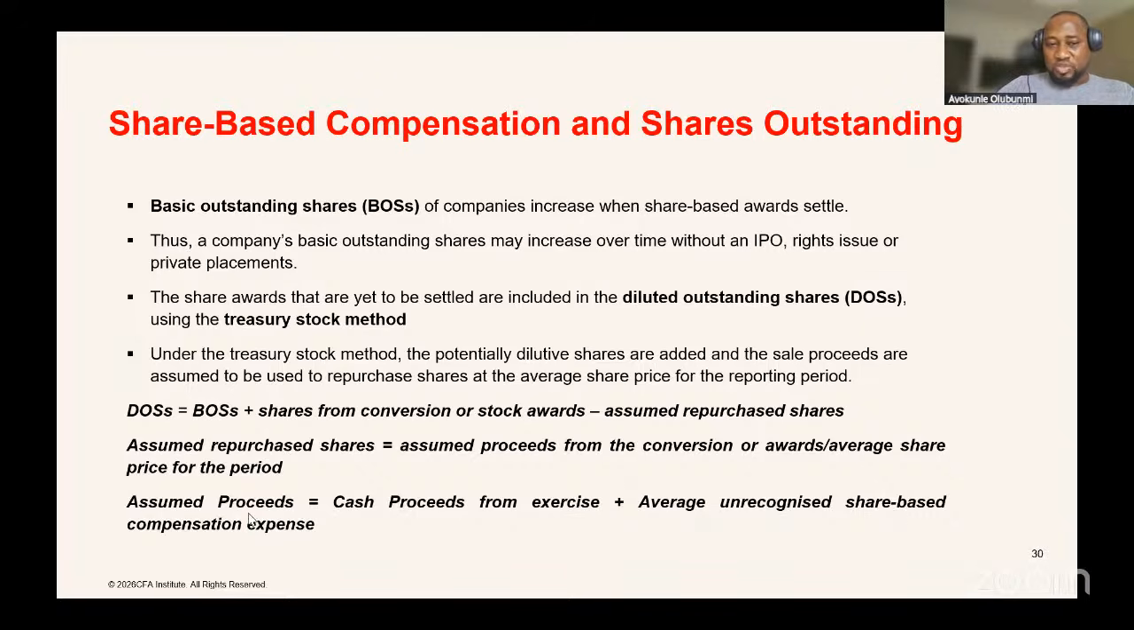I think I've mentioned that. So, like I mentioned, the assumed proceeds would be either cash proceeds from the exercise if you have a stock option in which the employee will pay for it, or the average unrecognized share-based compensation expense, meaning the one that you are yet to recognize.